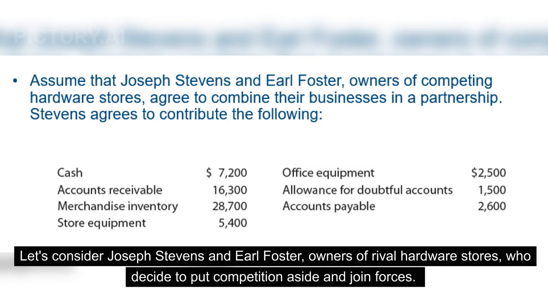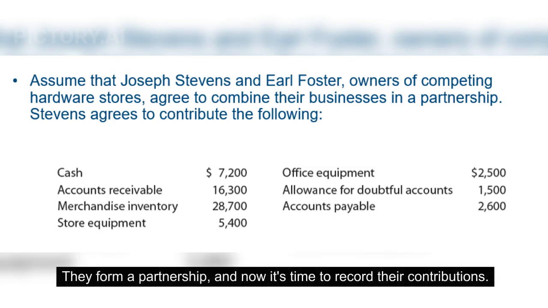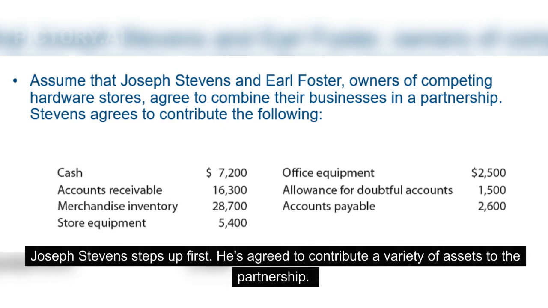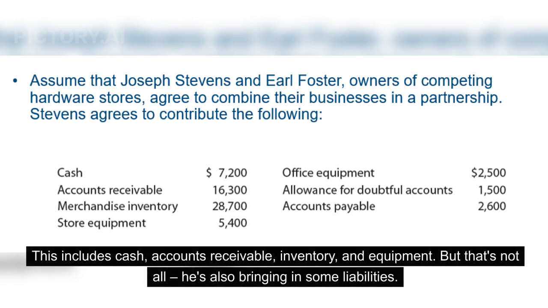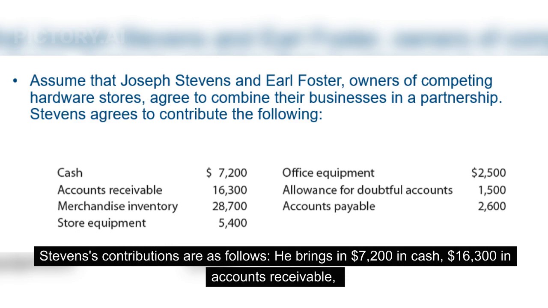Let's consider Joseph Stevens and Earl Foster, owners of rival hardware stores, who decide to put competition aside and join forces. They form a partnership, and now it's time to record their contributions. Joseph Stevens steps up first. He's agreed to contribute a variety of assets to the partnership. This includes cash, accounts receivable, inventory, and equipment. But that's not all. He's also bringing in some liabilities. Stevens's contributions are as follows.